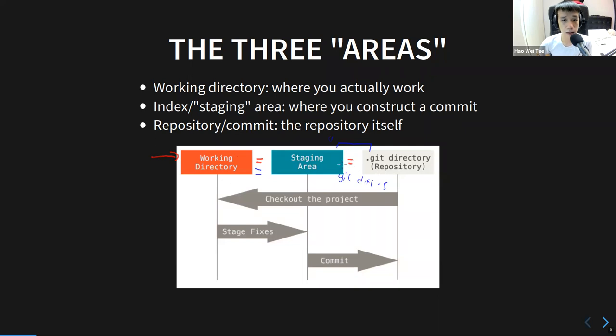And then once you commit from the staging area into the repository itself, these three will again be equal. So that's basically how Git works. Once you commit, all three of these will be equal again. So this is just a high level idea. It might not make sense until you actually get to play with the commands themselves.